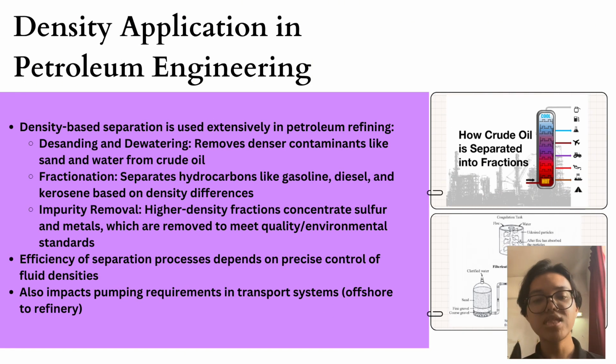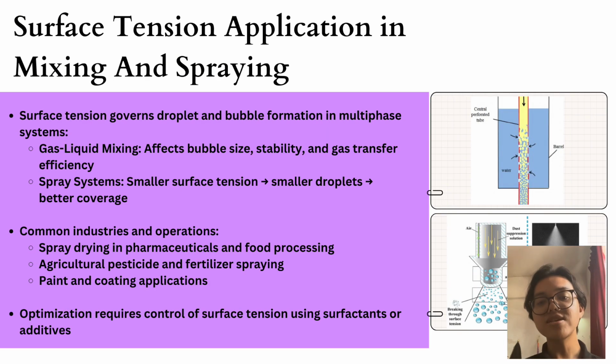For density, an application is in petroleum engineering. Density plays a key role in this field. One example is in desanding and dewatering, where sand and water are removed from crude oil because they are denser than the hydrocarbons. We also use density to separate different hydrocarbon products like gasoline and diesel, since they each have a specific density range.